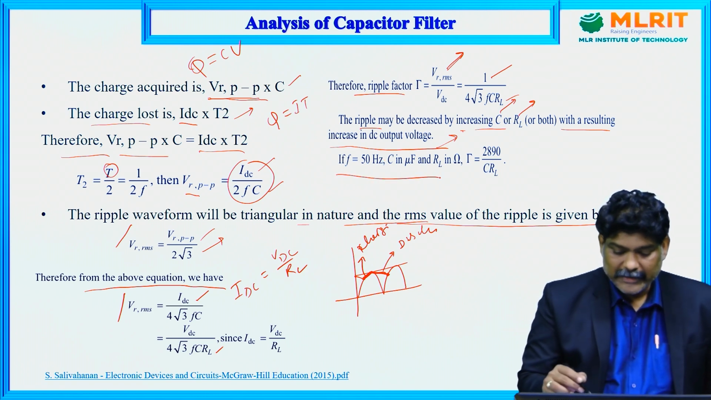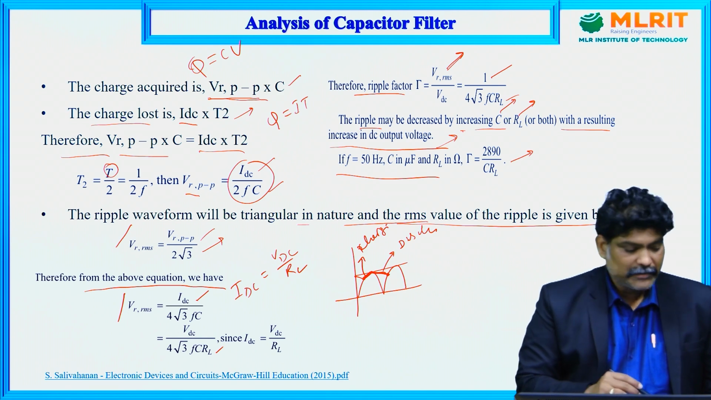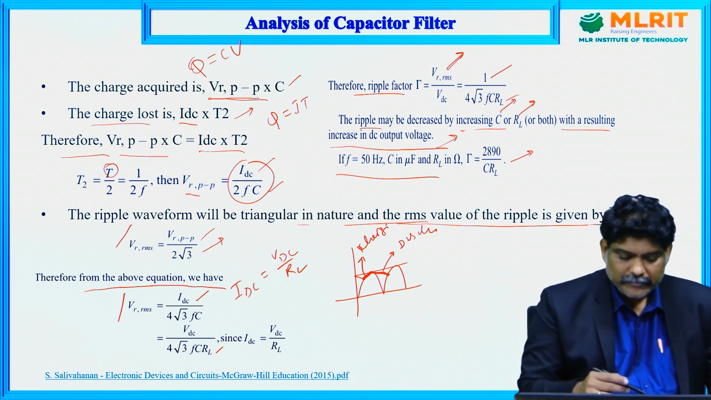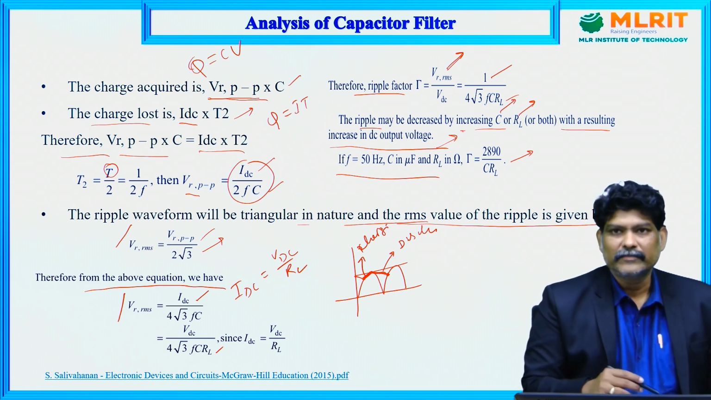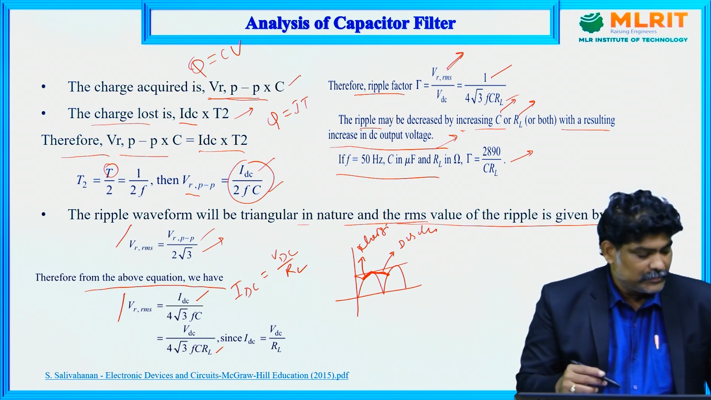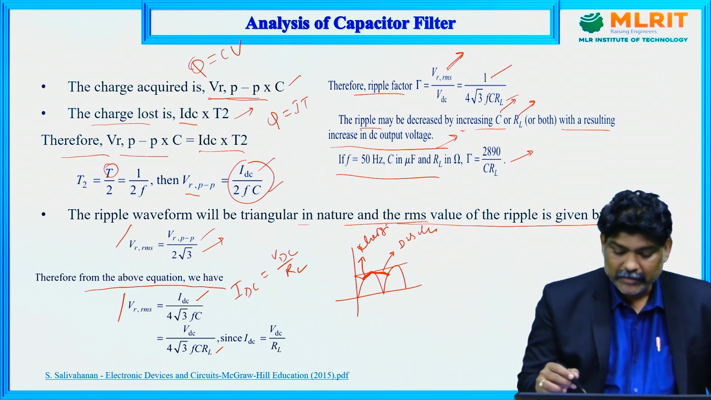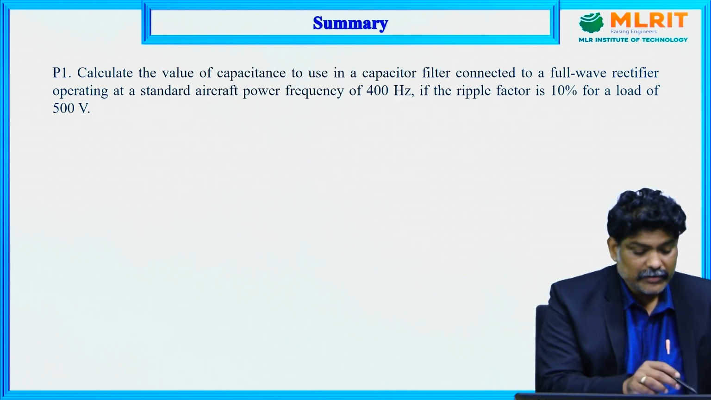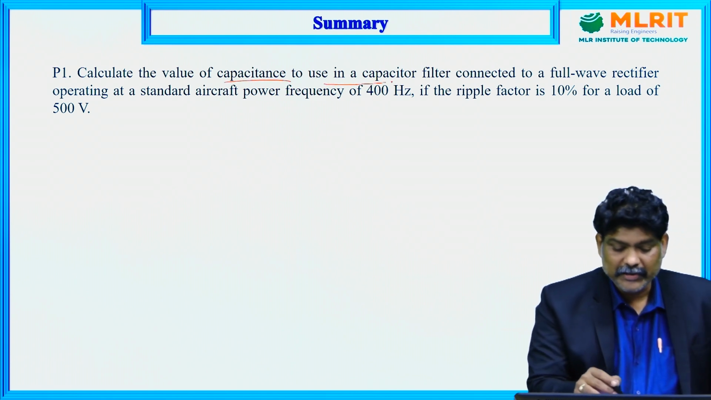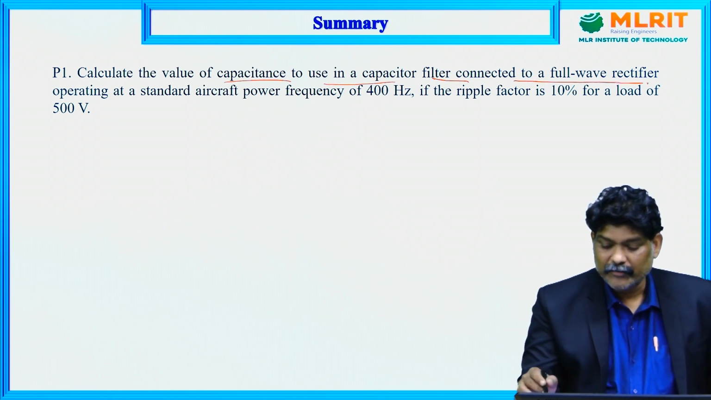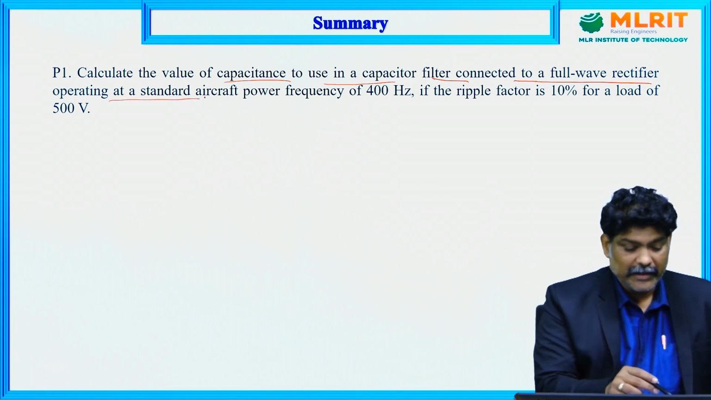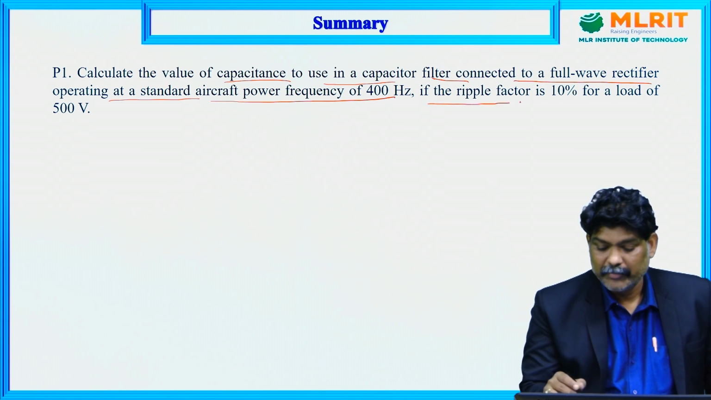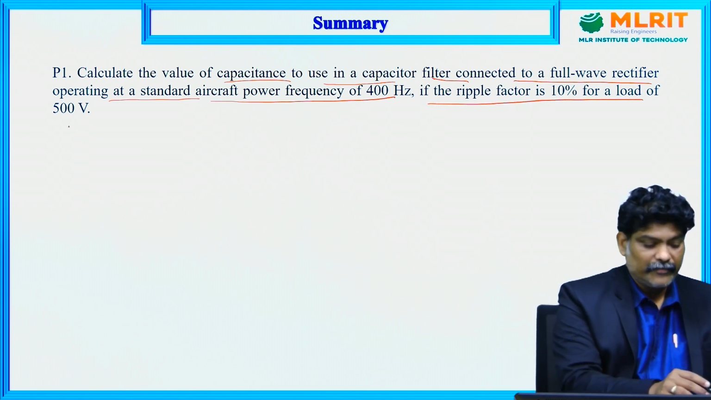Okay, so one of the important basic properties of a capacitor is that the discharging time is more compared to the charging time. Based on this, let us see one basic example. Calculate the value of capacitance to use in a capacitor filter connected to a full wave rectifier operating at a standard aircraft power frequency of 400 Hz, if the ripple factor is 10% for a load of 500 volts.